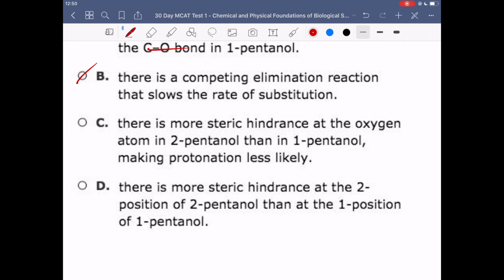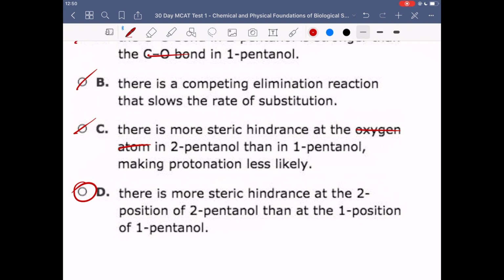Option C, there is more steric hindrance at the oxygen atom in 2-pentanol than in 1-pentanol, making protonation less likely. So that's incorrect because it's saying steric hindrance at the oxygen atom, but D is correct because it's saying there's more steric hindrance at the 2 position, meaning the 2 carbon of 2-pentanol, than at the 1 position of 1-pentanol. So D is the correct answer because it's talking about carbons, so that is what we're looking for at steric hindrance.